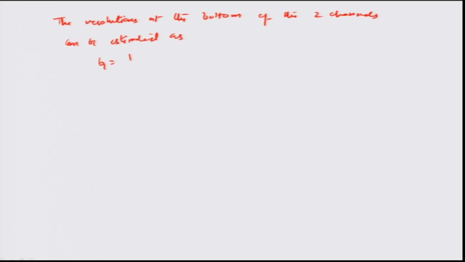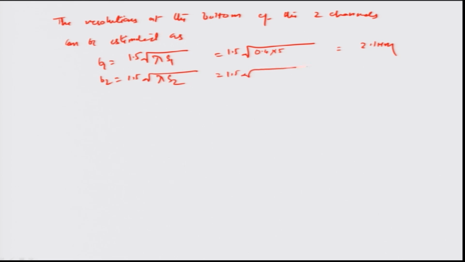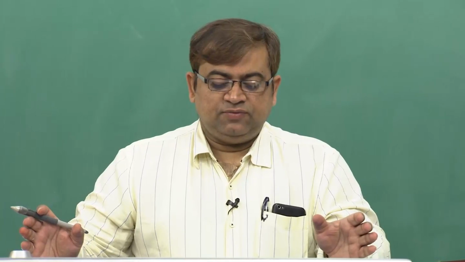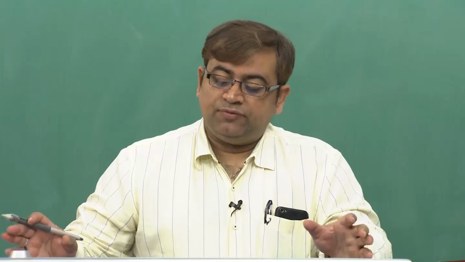which can be estimated as B1 equal to 1.5 root over lambda S1. In this case, 1.5 times root of 0.4 times 5 microns, so 2.1 microns, and B2 is 1.5 root over lambda S2, which is 1.5 root of 0.4 times 20, which is about 4.2 microns. So, the resolution, as you see, is obviously better with the lesser value of B, meaning thereby two objects closely spaced can be resolved if they are spaced by a distance of a minimum of 2.1 micron.